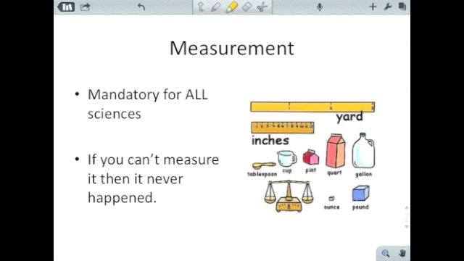Measurements are incredibly important to science. In fact, they're mandatory for all sciences. Measurements are what we use to actually figure out what we have. If you can't measure it, then it never happened. There's many different ways that we measure.